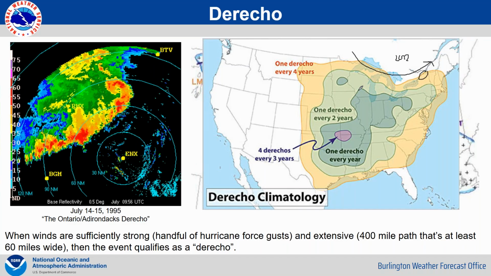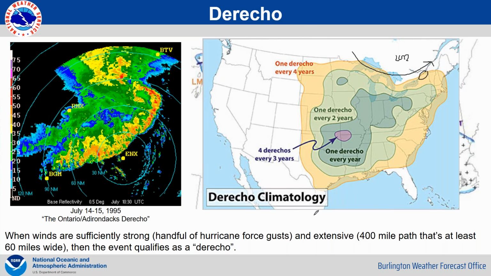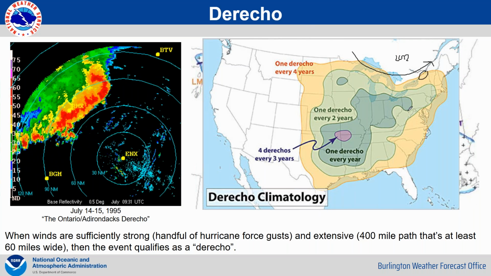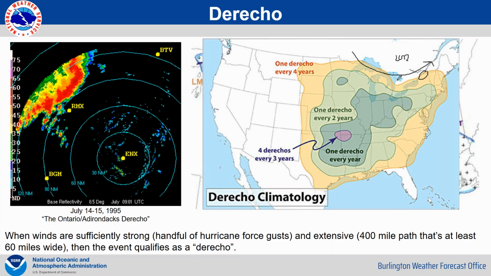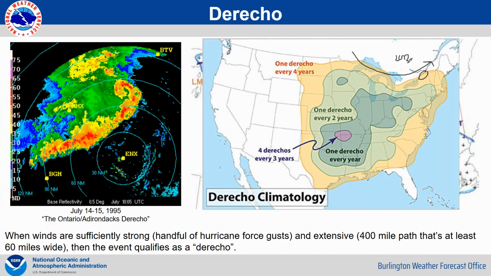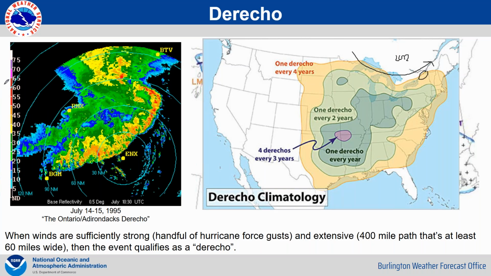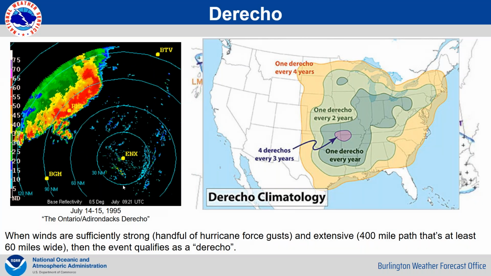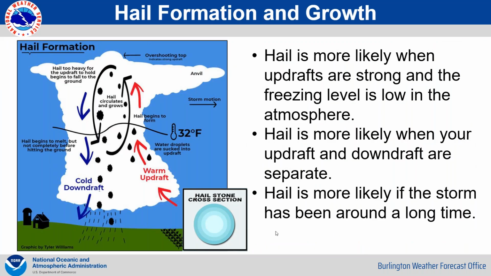And as a heads up, this climatology map is only relevant to the United States. This has nothing to do with Canada, unfortunately. So, but we are not really due for one. So hopefully we'll avoid any of this type of event this year.